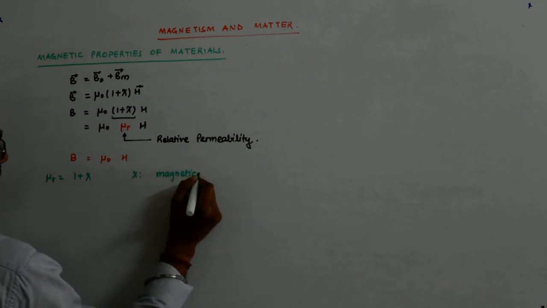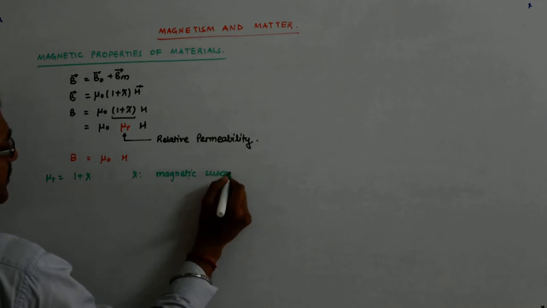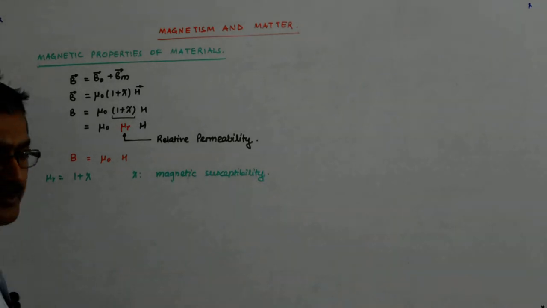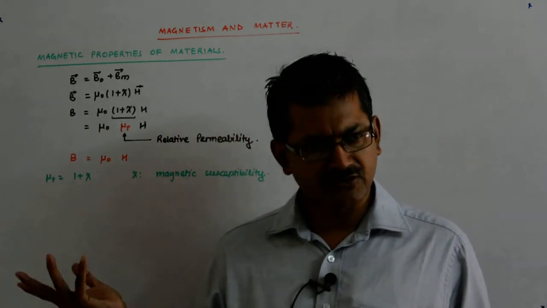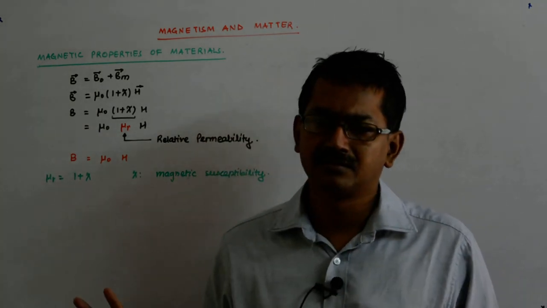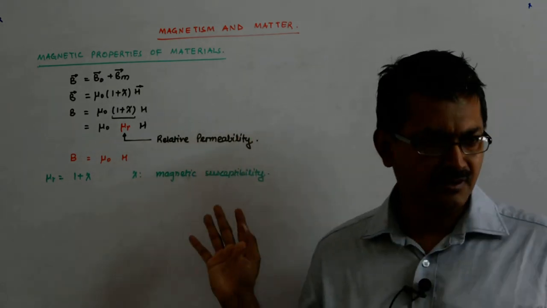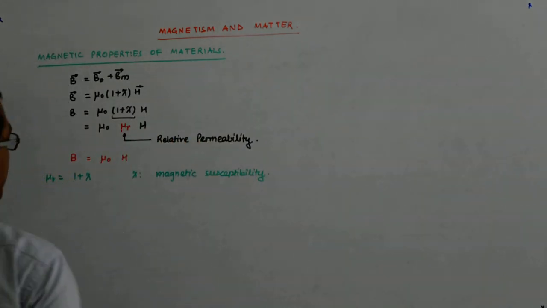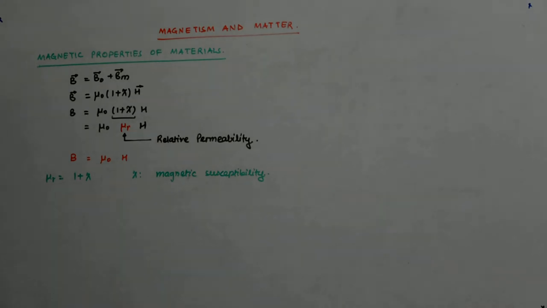Because there is also an electric susceptibility. The same thing will happen with the dipoles of an electric field, and there are absolute parallels. So if you have understood this, you understand that. Pretty simple to understand. Okay, now what happens? So this mu r is equal to 1 plus chi. Fine?